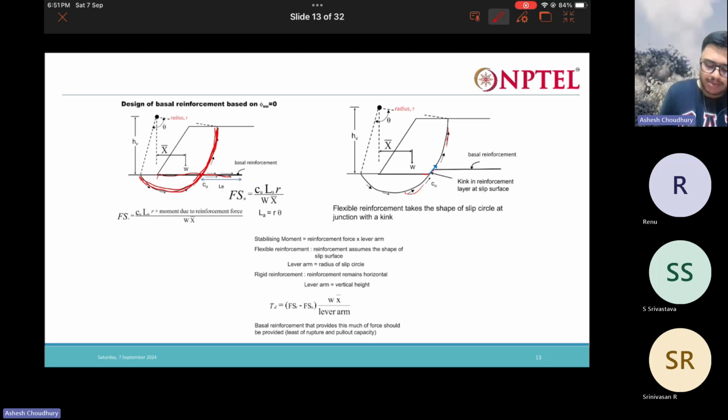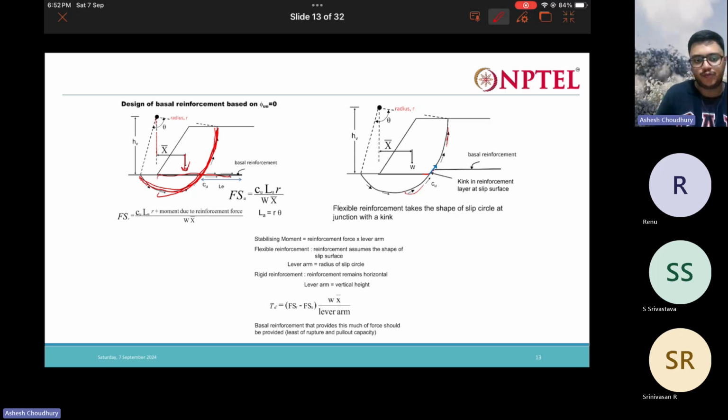And this soil mass actually has some weight. Due to this weight, the slope failure is happening, right? So that weight times X. X is nothing but the distance of the centroid of that weight from the main radius, that center line, right? So that gives us the disturbing moment. So Cu into La into R over W into X, done. So we get the factor of safety.